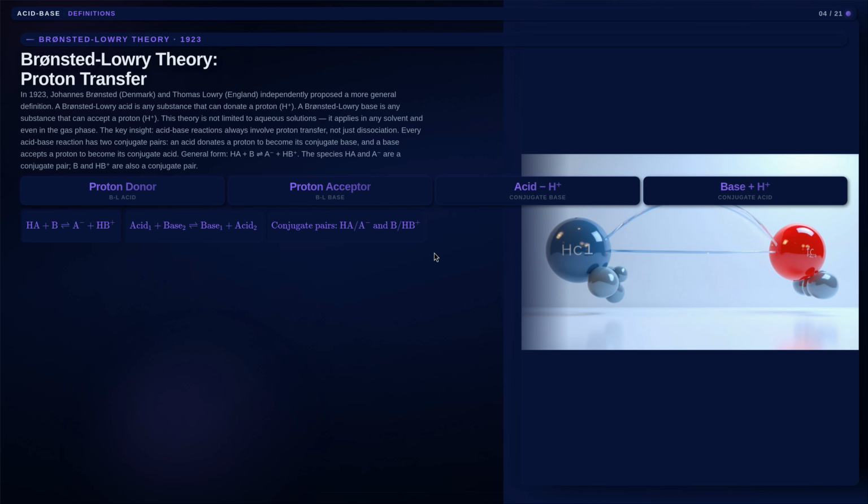Consider ammonia and water. NH3 accepts a proton from H2O, becoming NH4+. H2O donates a proton, becoming OH-. So ammonia is the Bronsted-Lowry base, and water is the Bronsted-Lowry acid. NH3 and NH4+ are a conjugate acid-base pair, differing by exactly one proton.